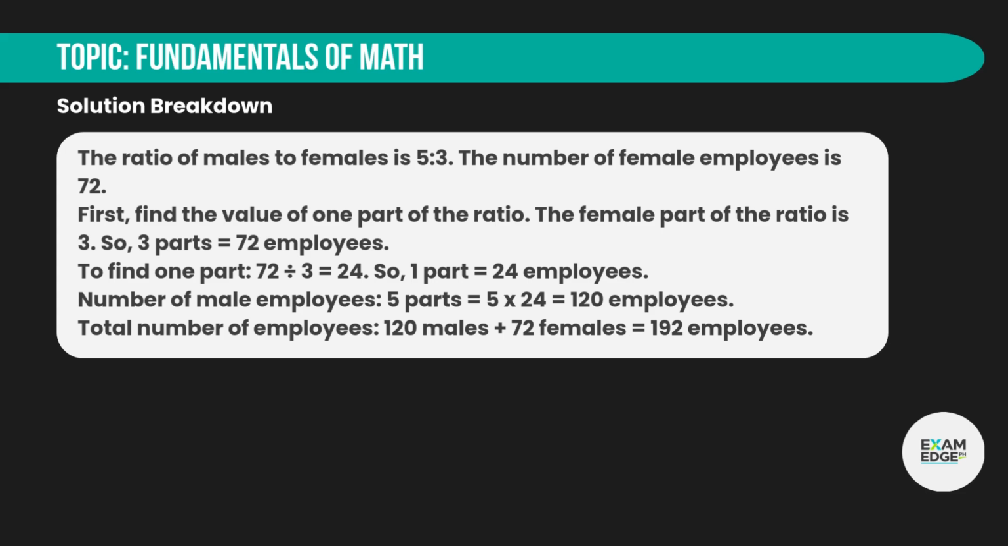To find one part, 72 divided by 3 equals 24. So, 1 part equals 24 employees. Number of male employees: 5 parts equals 5 times 24 equals 120 employees. Total number of employees: 120 males plus 72 females equals 192 employees.